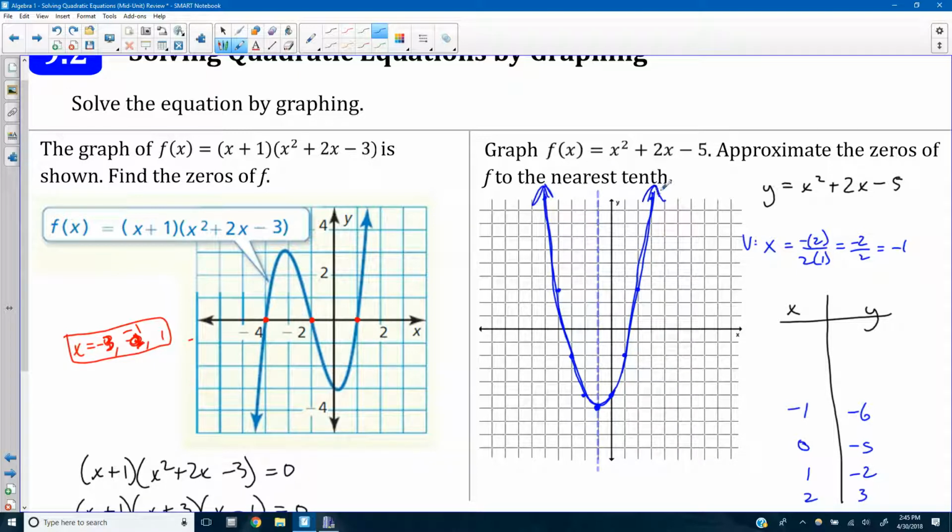Okay, so there's the graph. Approximate the zeros to the nearest tenth. So the zeros, those are the x-intercepts. Now, they cross the x-axis not at integers. We know this because we calculated this stuff. At x equals 1, there was a negative value. At x equals 2, there was a positive y value. So between 1 and 2, there's a solution. We just don't know what it is.